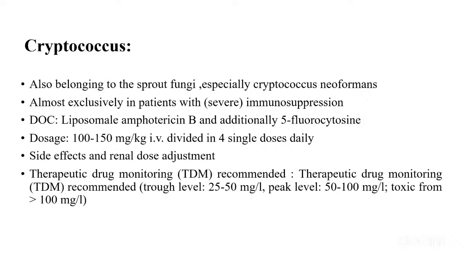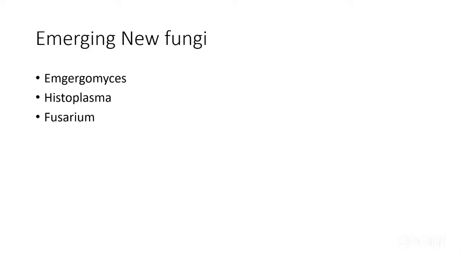Dose is 100 to 150 mg per kg, divided in 4 single doses daily. Side effects are mainly allergic reaction, nausea, vomiting, diarrhea, and liver dysfunction. Dose reduction in renal insufficiency is required. Therapeutic drug monitoring is recommended. Trough level is 25 to 50 picogram per ml. And the emerging new fungi are Emergomyces, Histoplasma, and Fusarium.